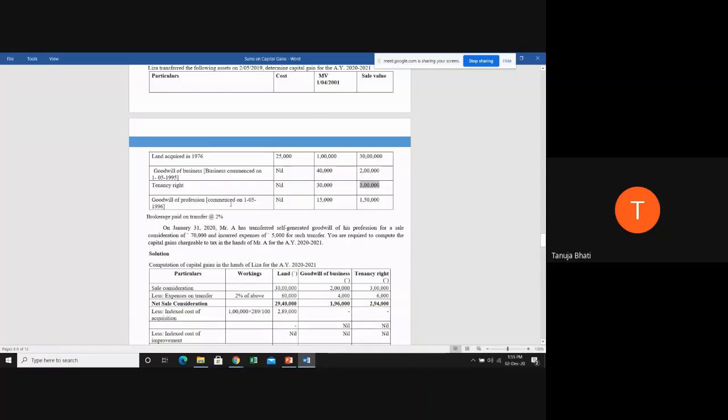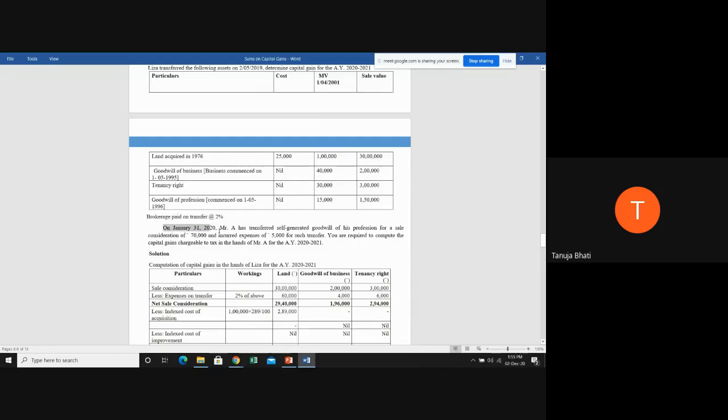Goodwill of profession commenced on 1/5/1996, again cost is nil, 15,000 and 1 lakh 50,000. Remember, I told you all, goodwill of a business is a self-generated asset. Brokerage paid on transfer, whenever all these transfers are taking place, the brokerage that is being paid is 2%.